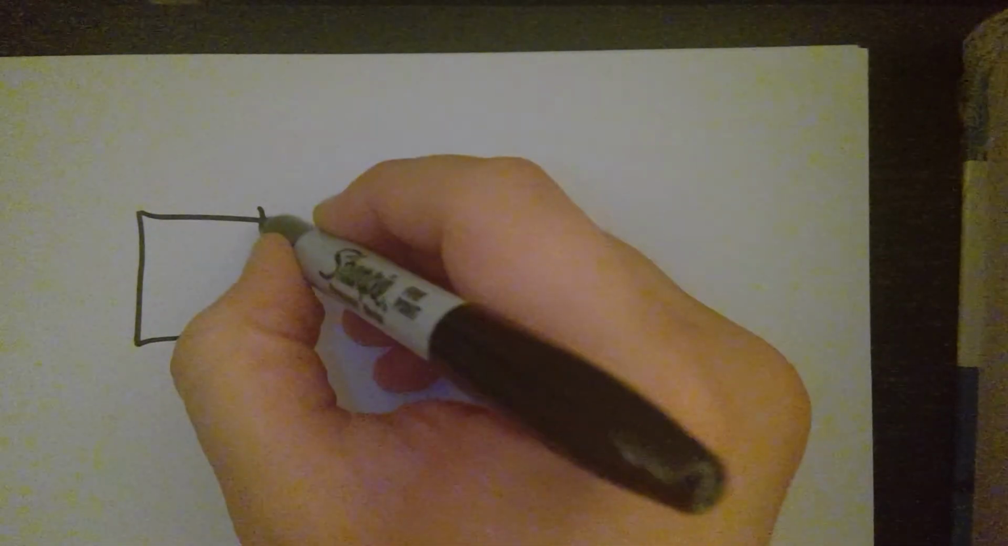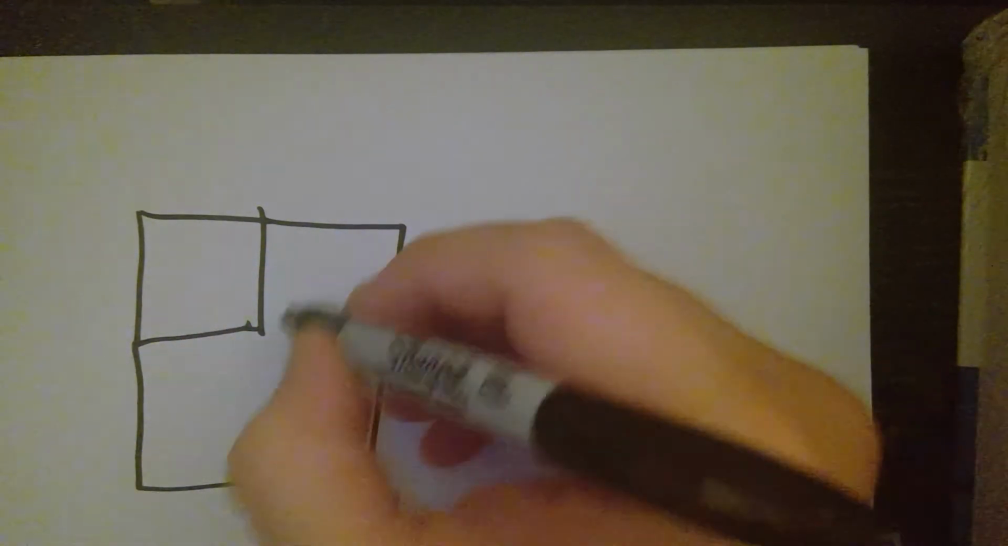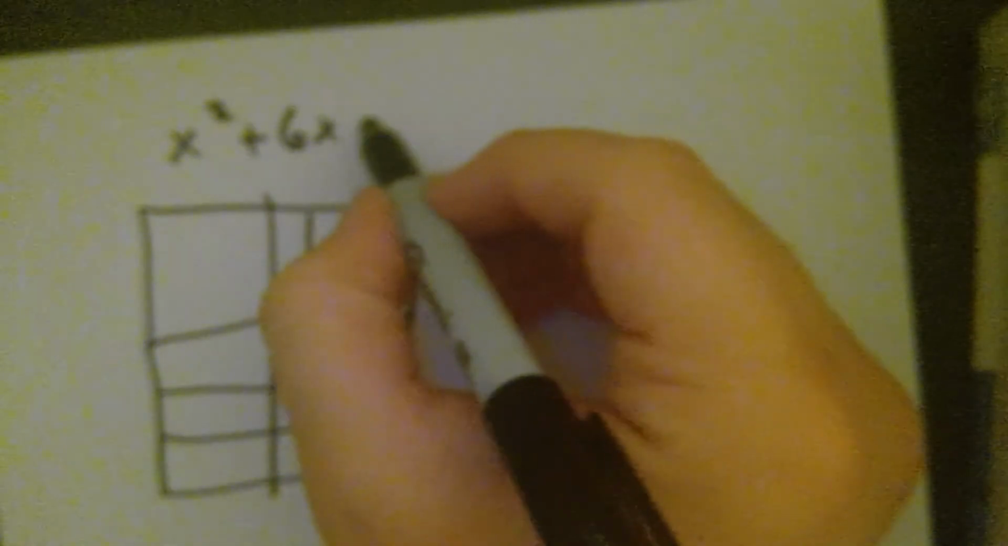Okay, I don't have algebra tiles right now, but we'll go ahead and draw some out. Okay, so there's my attempt at a grid. So let's say we have x squared plus 6x plus 2.